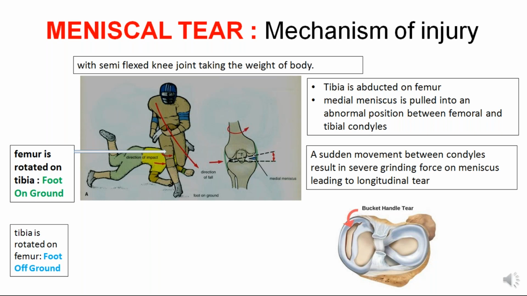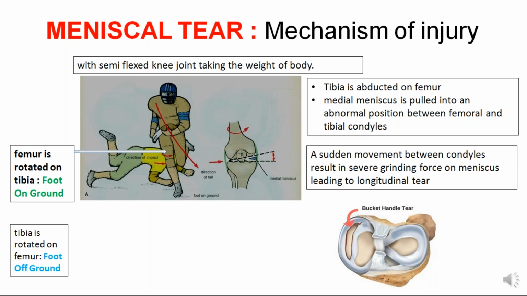So now let's see what is the mechanism of injury to the meniscal tear. Can you see this picture, the first picture? This is showing an athlete. Look closely at his knee joint. The knee joint on the right side, you can appreciate that it is semi-flexed and also weight bearing. That means the foot is touching the ground. So in meniscal tear, the position of the knee joint is semi-flexed, and the foot is touching the ground. It is taking the weight of the body.